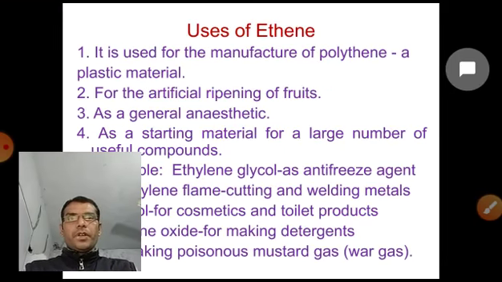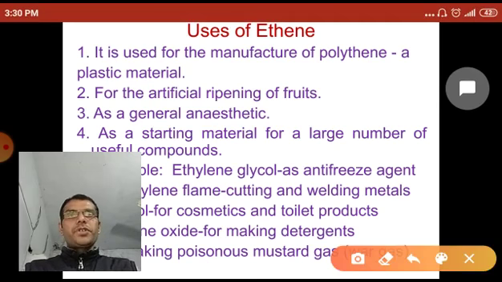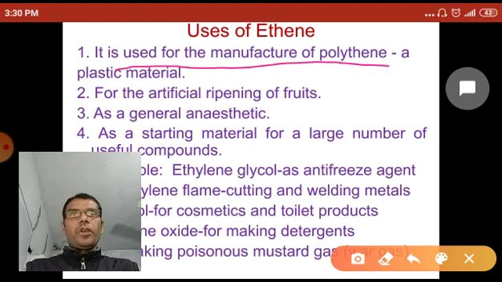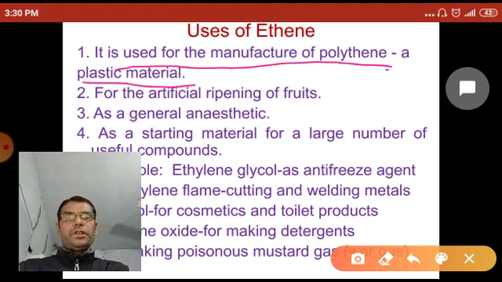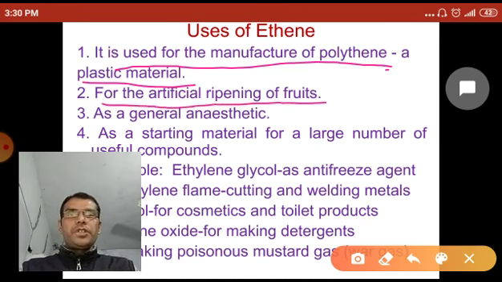Now the next topic, the uses of ethene. Ethene is used in the manufacture of polythene, a type of plastic material. Ethene is used for the artificial ripening of fruits. So mango and any type of fruit can be ripened artificially by using ethene. Ethene is also used as a general anesthetic.